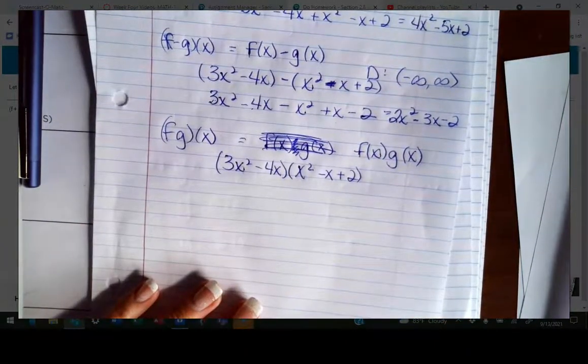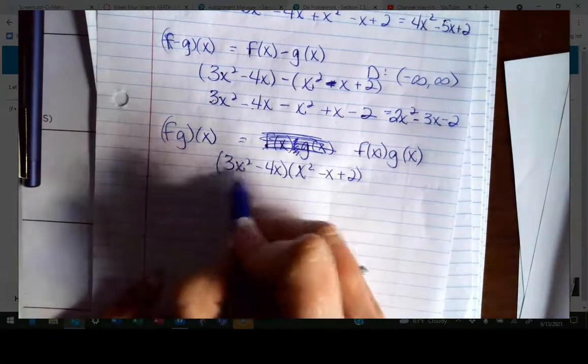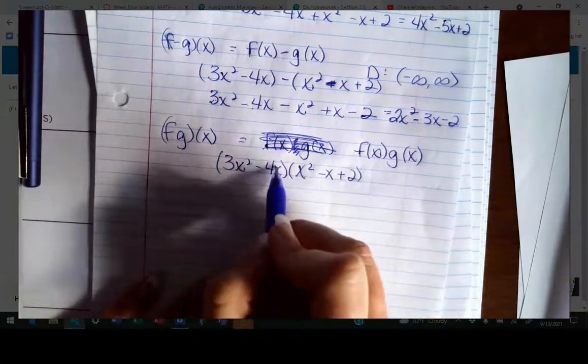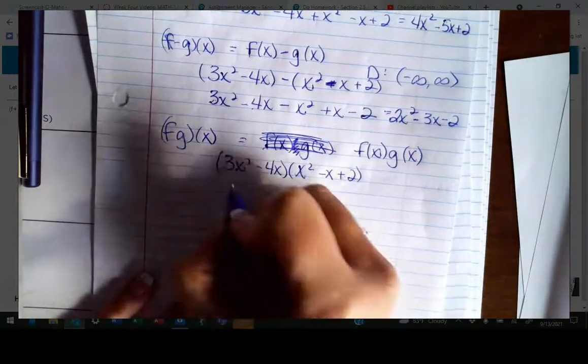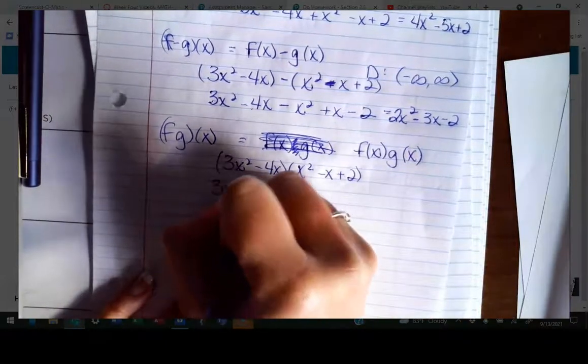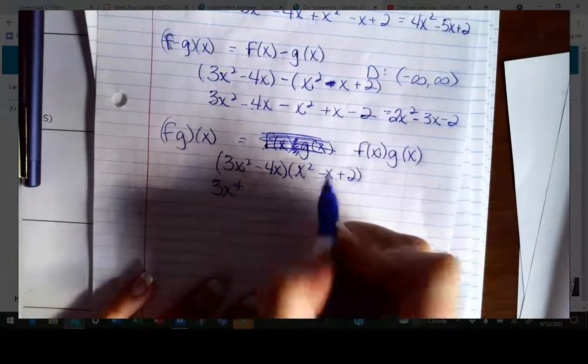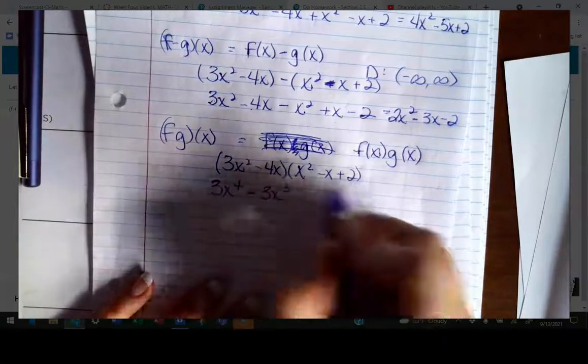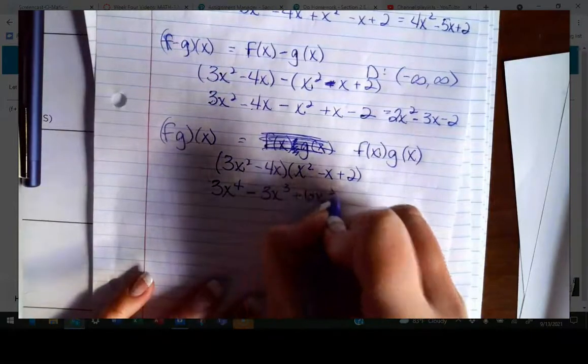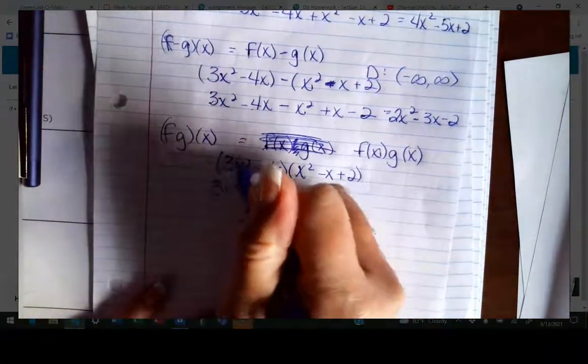Okay, so what are we going to do? We're going to distribute. So I'm going to take 3x squared times all those. I'm going to take a negative 4x times all those. And then I'm going to combine like terms. So 3x squared times x squared is 3x to the 4th. 3x squared times negative x is a negative 3x to the 3rd. 3x squared times 2 is 6x squared. So I'm done with this one.